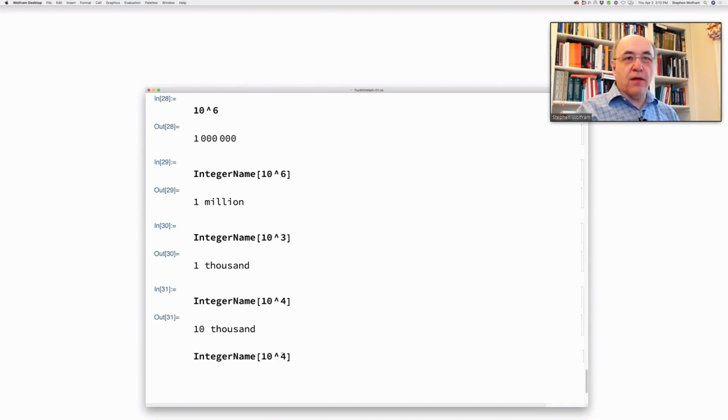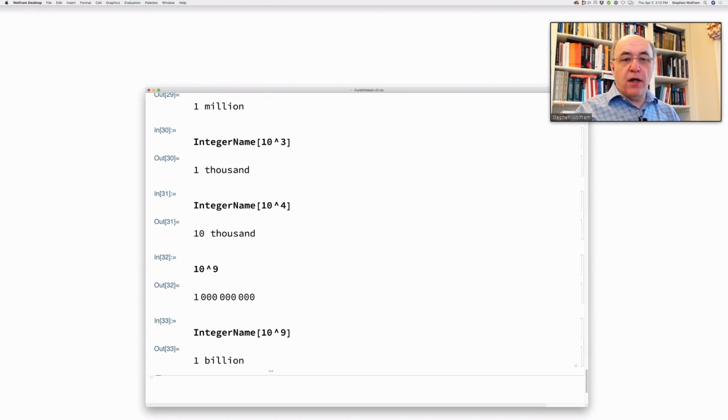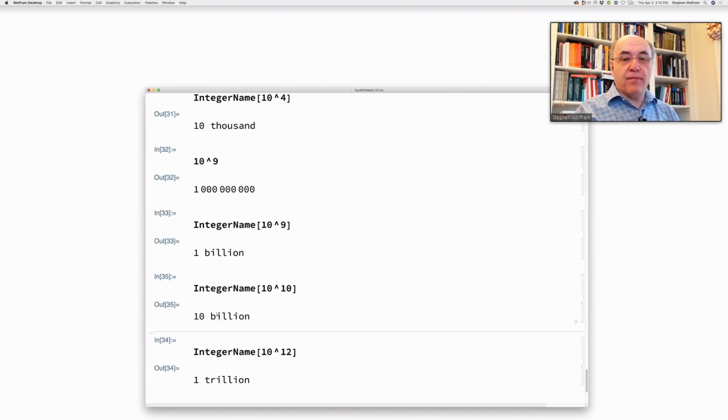So 10 to the 9, if we do that, that's the number we get. What's the name of that number? That's 1 billion. How about an even bigger number? How about 10 to the 12? That's the next famously named number. That one is 1 trillion. If we look at, for example, 10 to the 10, that number doesn't have its own name, so to speak. It's just 10 billion.